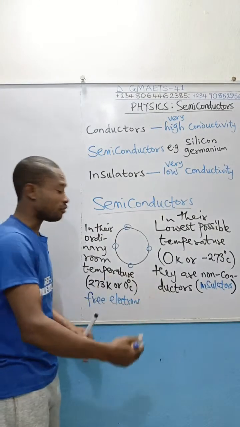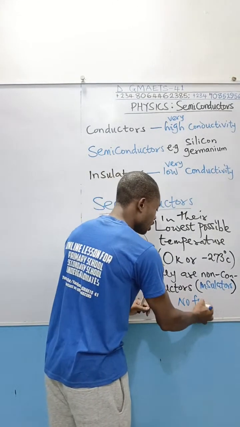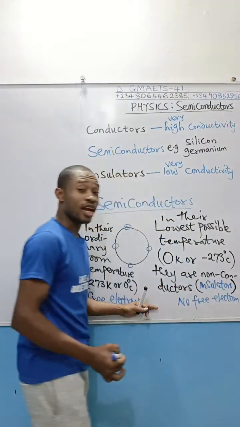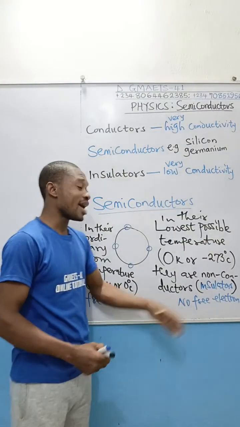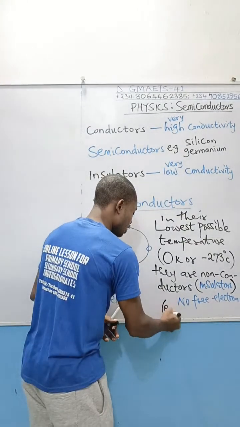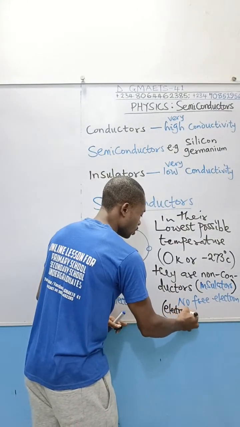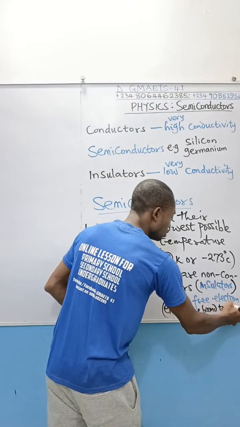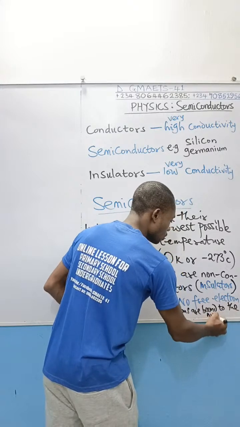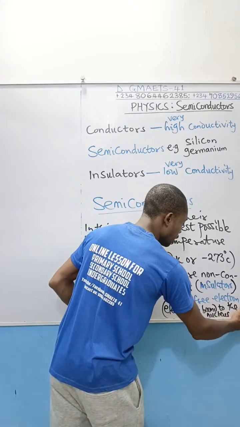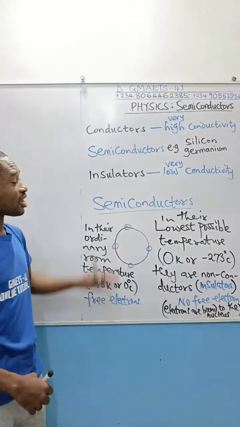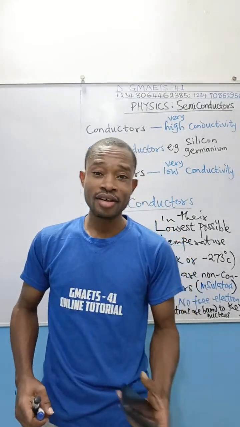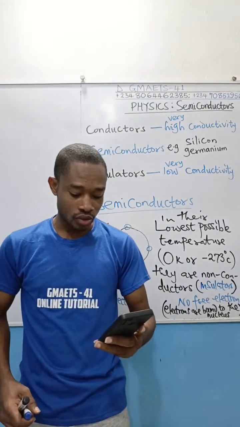And so they can move. Here, no free electrons. Like I said, the electrons are held bound, electrons are bound to the nucleus. Good. So all these things are very important. I'm emphasizing them because they are likely exam questions.